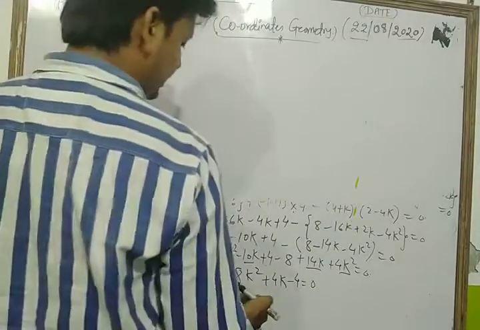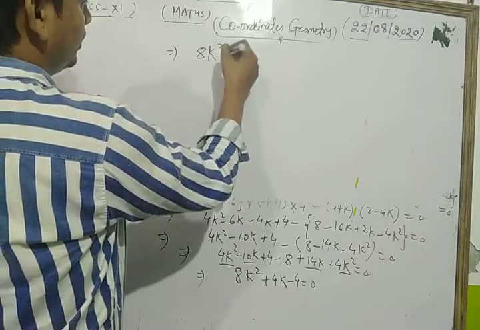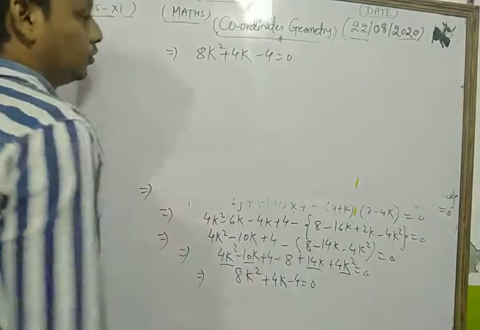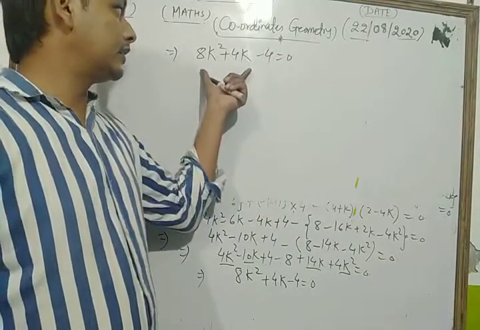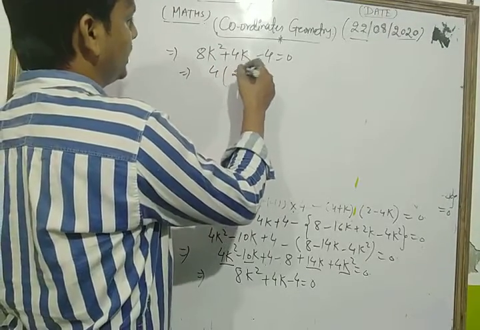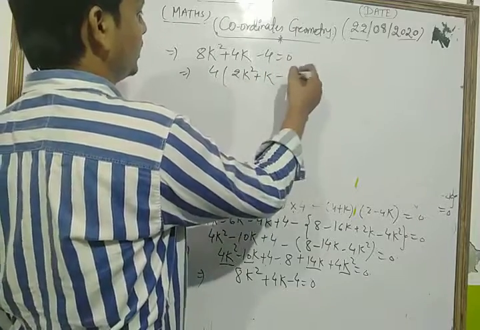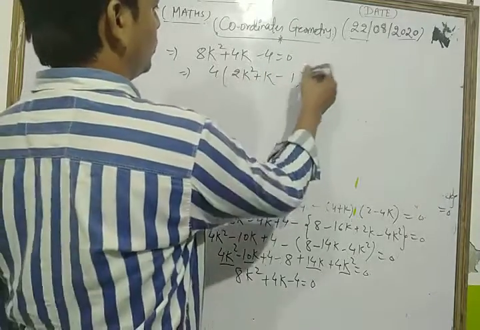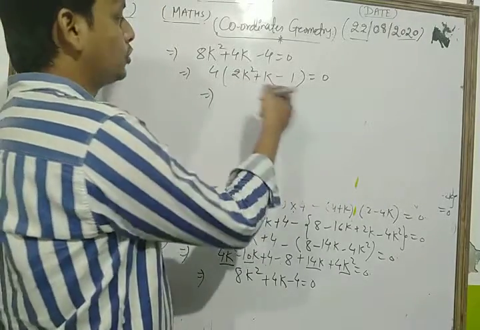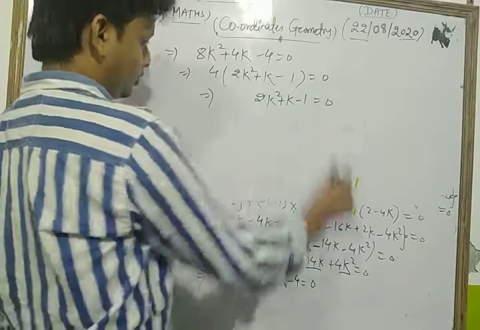Now dear student, we get the quadratic equation. After solving that, 8k square plus 4k minus 4 is equal to 0. Here first we take 4 as common, and we get 4 times 2k square plus k minus 1 is equal to 0. So we transfer the 4 to that side, so it becomes 0. We get 2k square plus k minus 1 is equal to 0.